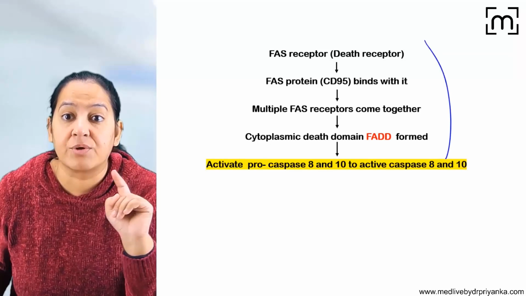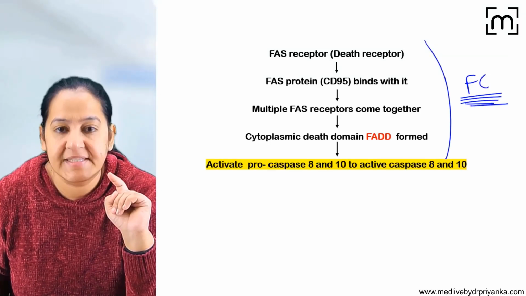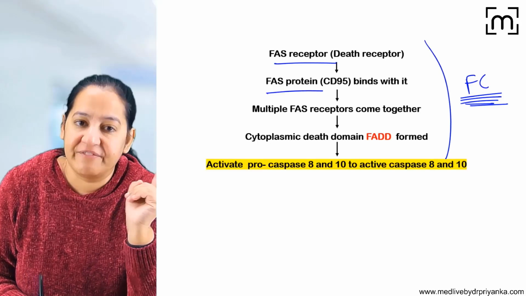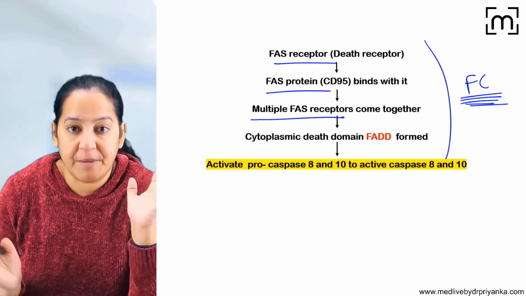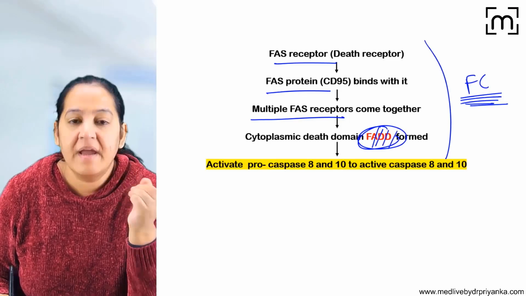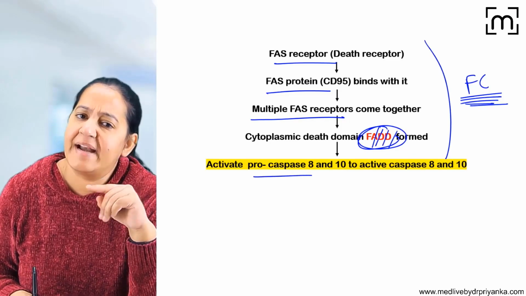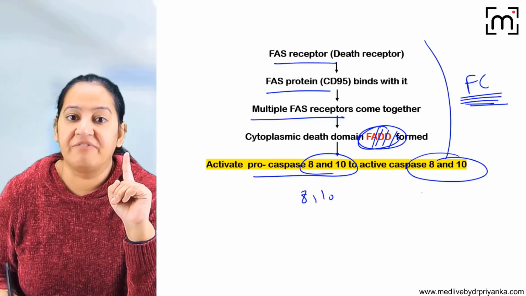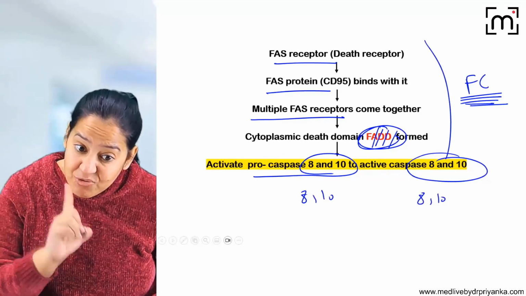So the same you can write in the form of a flowchart. Don't write paragraphs, write a flowchart in the university exam. Please highlight it. So FAS ligand is there. It is binding with the FAS receptor. Multiple FAS receptors come closer. They form a domain known as FAS associated death domain, and it converts pro-caspase 8 and sometimes 10 also into active caspase 8 and 10. So 8 and 10 are the first caspases which get activated in the extrinsic pathway.